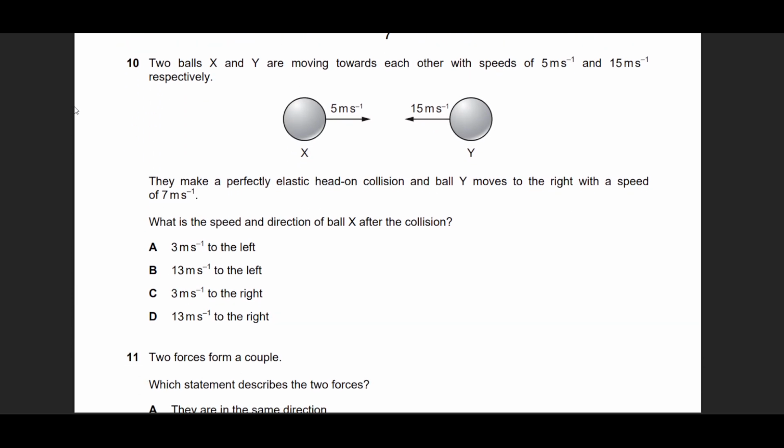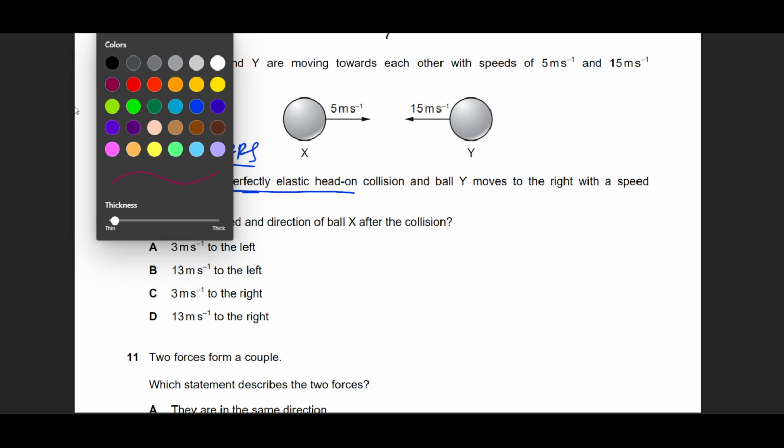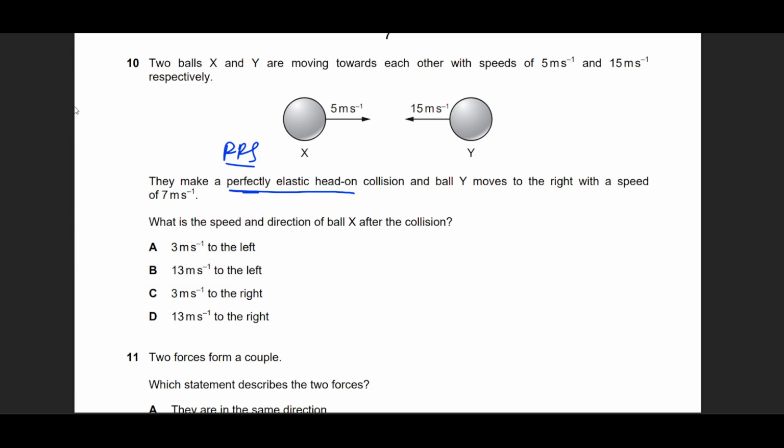Question number 10 is nice in terms of at least the relative speed rule. So we have a perfectly elastic head-on collision. If it's perfectly elastic, then the relative speed rule applies. So what's the initial situation? He says that they're both moving towards each other, right? And he says that, all right, they're perfectly elastic, and Y moves towards the right side with the speed of 7 meters per second. Okay, fine.